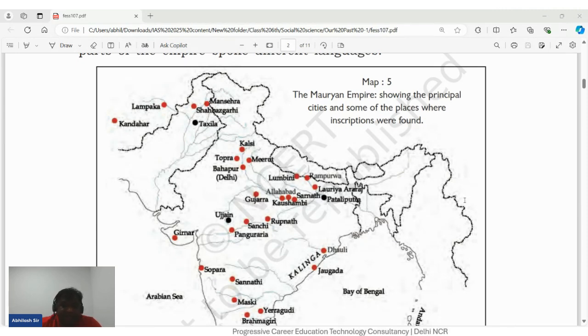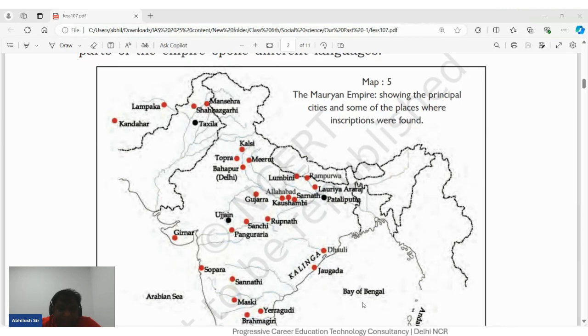His grandfather Chandragupta Maurya founded the Mauryan Empire over 2300 years ago. Chanakya's role: Chandragupta's success was guided by Chanakya, also known as Kautilya, whose ideas were compiled in the book Arthashastra, detailing governance, politics, and economics.